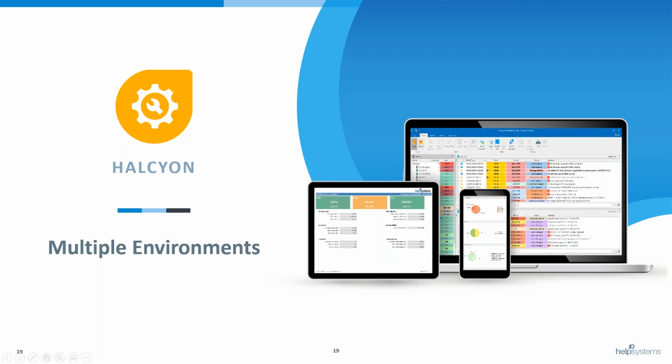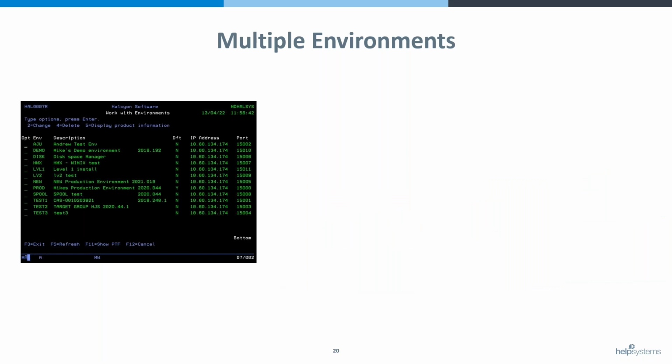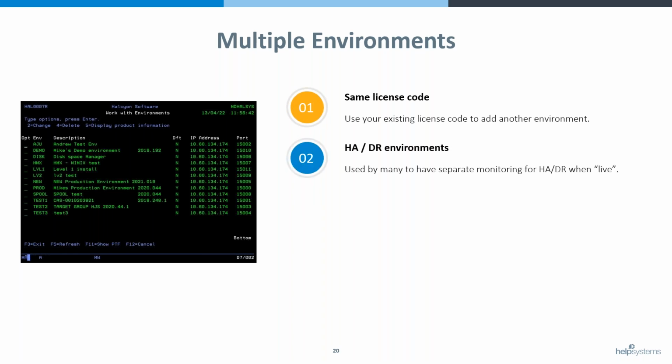And multiple environments are really useful in that they allow us to install, using the same license code, another Halcyon environment in the same system. And that's great for something like HA and DR, where we often use it to have separate monitoring between our production and our DR when live. Because of course, if you've got two servers, one's production, one's DR, and they're in an active passive role, the monitoring requirements for when it's in production are different for when it's in the passive role, because you won't be running your applications or anything on the DR side.